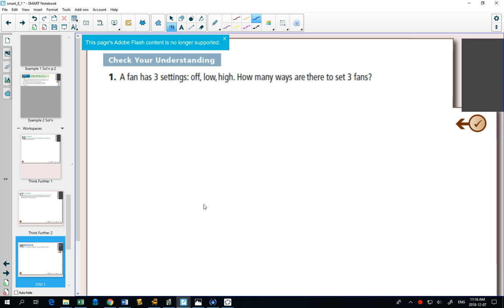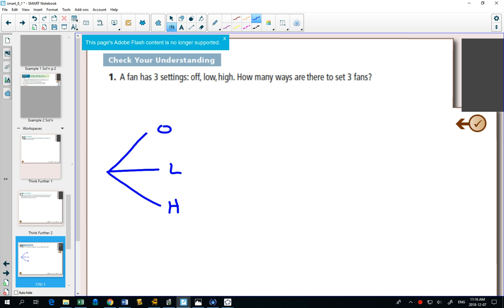go to your first fan, you have 3 options. It could be off, which I'm going to use the letter O. It could be on low, L, or high, H. Good idea. That's fan number 1.